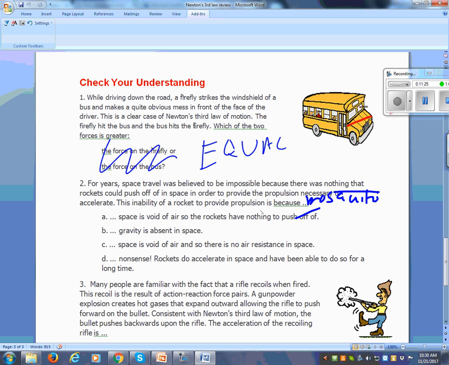Okay? Equal, equal, equal. Here's a tip for you. The correct answer is always equal.